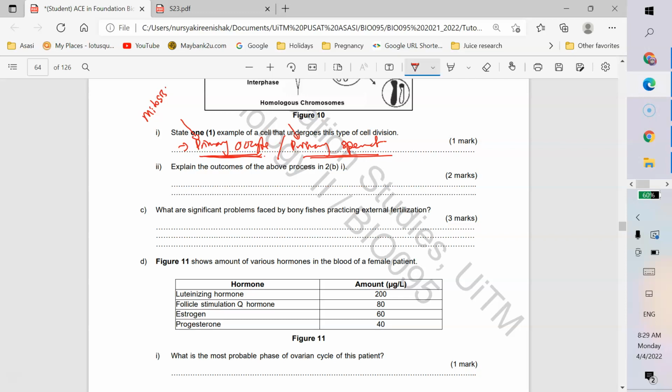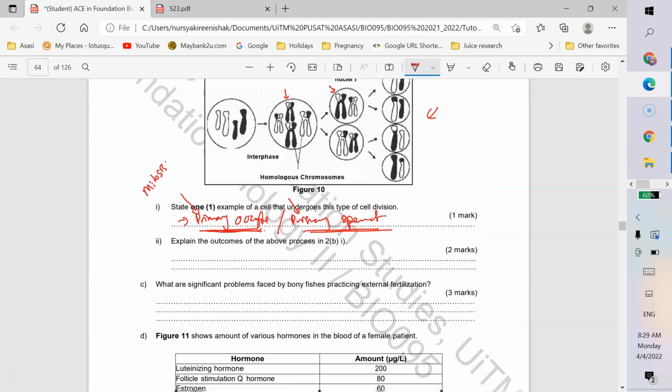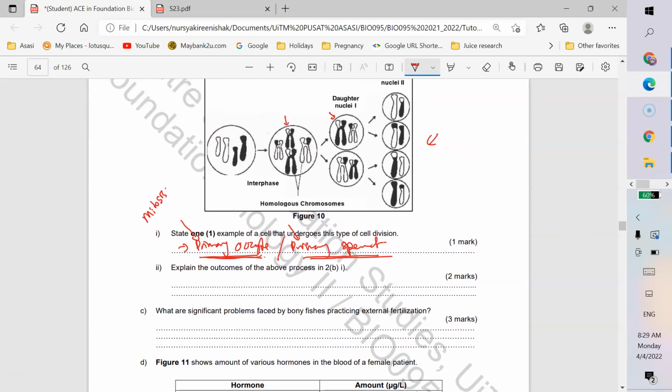So another point that you can include in your answer is that it produces genetic variation. As you can see, the process of meiosis involves crossing over, the exchange of genetic materials between homologous chromosomes. This causes the production of genetic variation. Your answer tadi juga produces haploid spermatocyte. So itu ada 2 point dah kat situ.